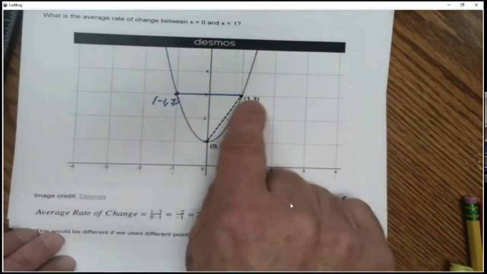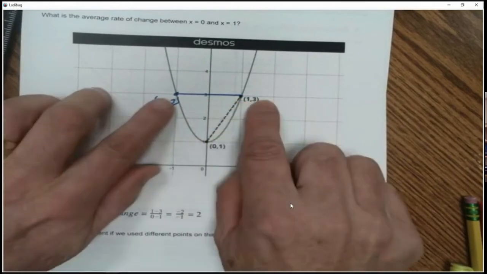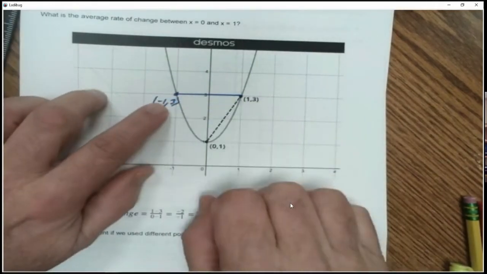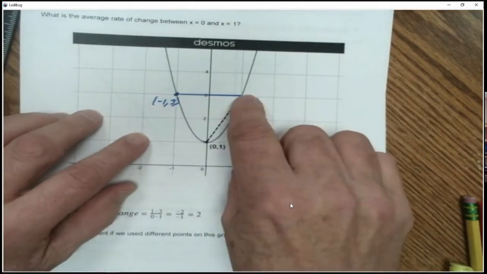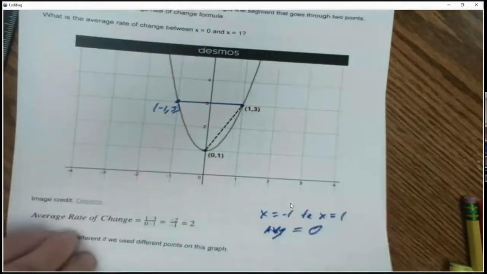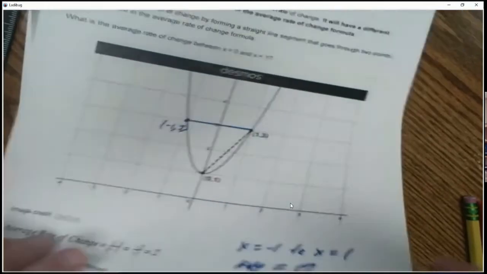So average rate of change, you just draw a line and then treat it like it's linear. What's the slope of that line? We can see rise over run, 2 over 1, that's 2. So, non-linear rates of change.